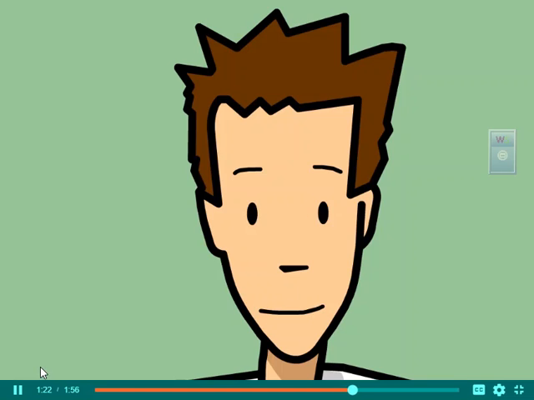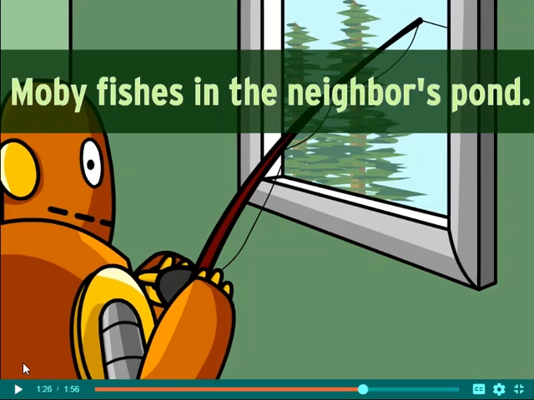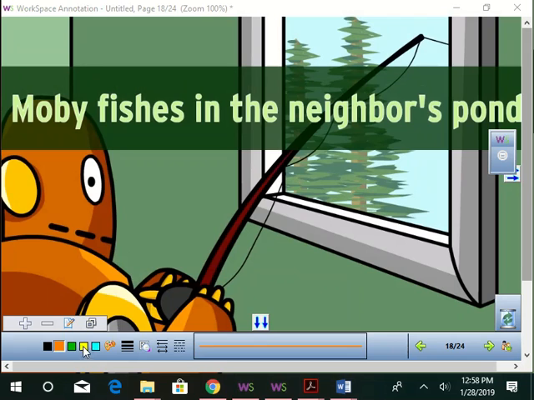Let's try another sentence. Moby fishes in the neighbor's pond. All right, let's break this down. Who could tell me the subject? Quickly, the subject. Yeah, Gannon. No. It's just the subject. Try it again. Just Moby. Okay, the subject. We're looking at just the subject, right? I want to actually do lines so that you can see that. So, there it is. Now, that's the subject, right? Just Moby. All right, I'll put that on there.